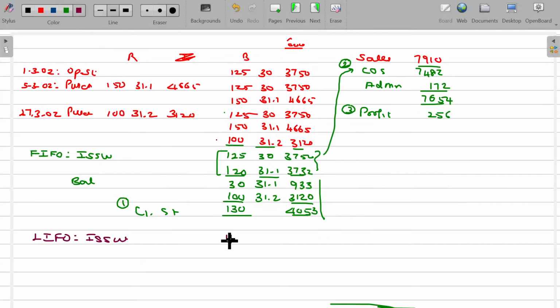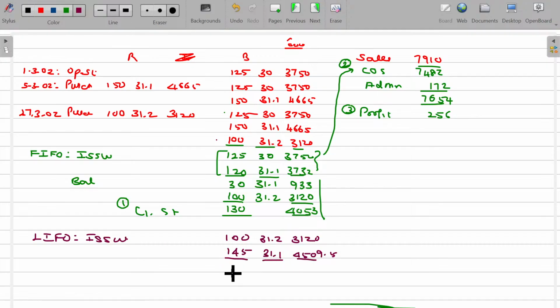Now 100 units, 31.2, 3,120. 245 issued. Another 150 from here at rupees 31.1, 4,665. And 245, right? Okay, sorry. Then here it is 145, the value being 31.1, 4,509.5.